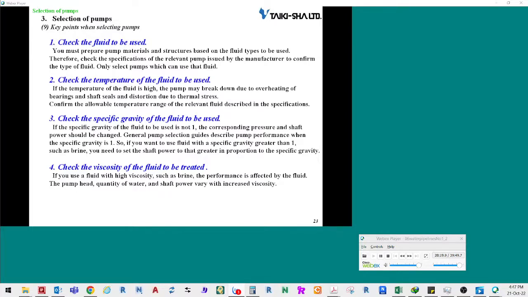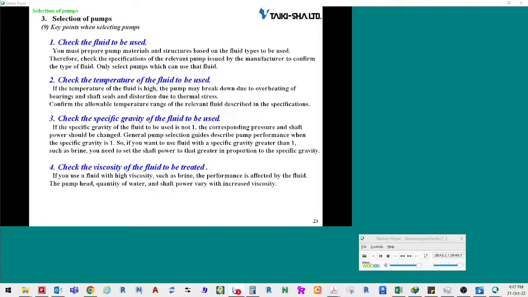2. Check the temperature of the fluid to be used. If the temperature of the fluid is high, the pump may break down due to overheating of bearings and shaft seals and distortion due to thermal stress. Confirm the allowable temperature range of the relevant fluid described in the specifications.